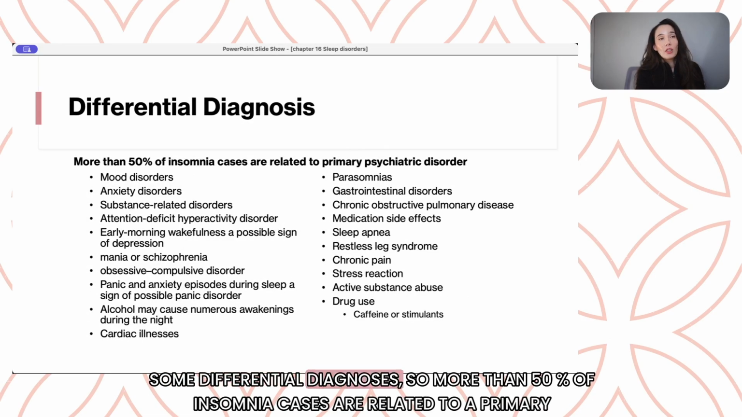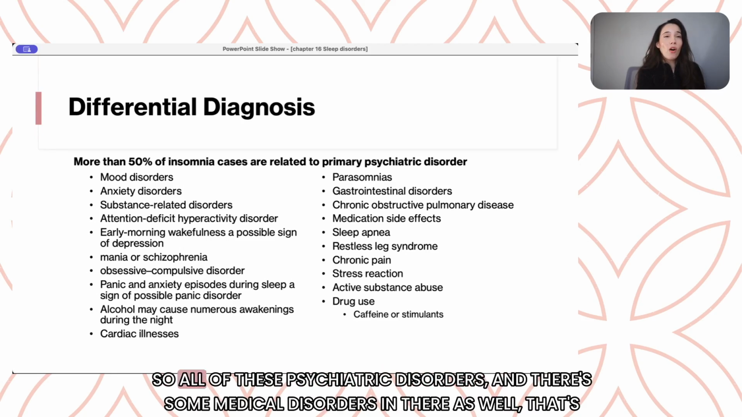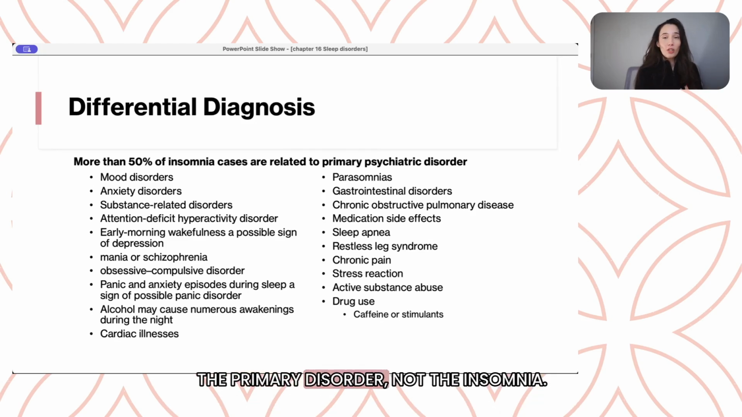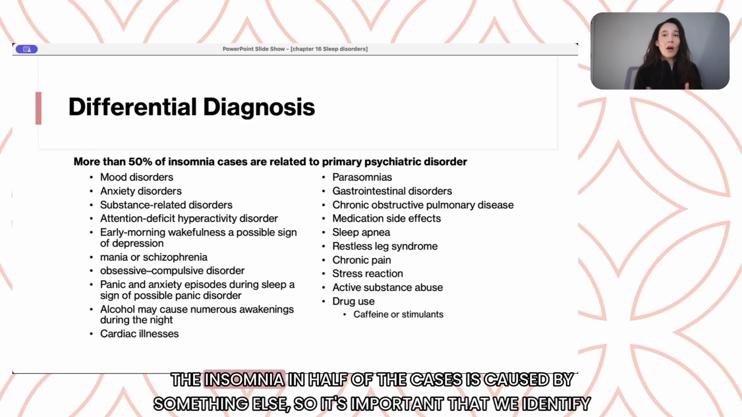Some differential diagnoses. More than 50% of insomnia cases are related to a primary psychiatric disorder. So all of these psychiatric disorders, and there are some medical disorders in there as well, are the primary disorder, not the insomnia. The insomnia in half of the cases is caused by something else. So it's important that we identify that.